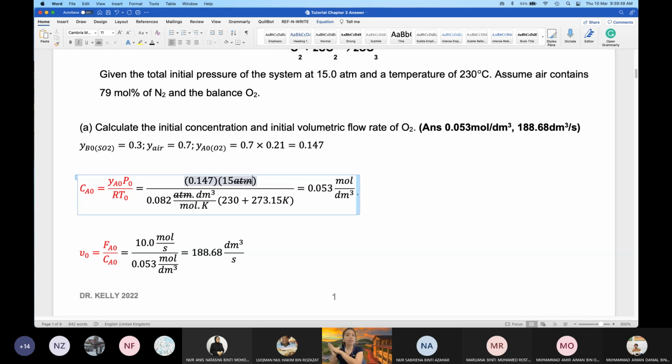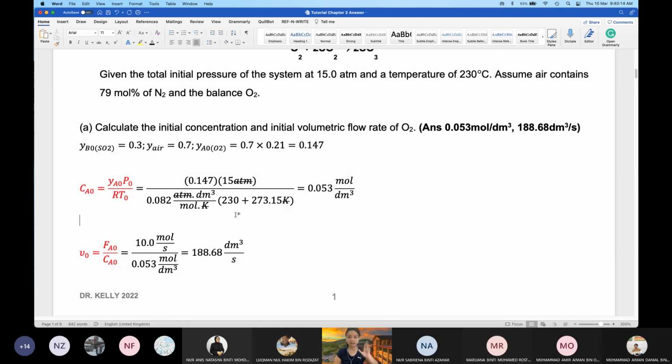Okay. Then, multiply with T0. So again, nak multiply dengan T0, tengok unit R temperature in the R value. So in the R value, unit temperature dia Kelvin. So naturally, I convert straight away my temperature from Celsius to Kelvin. They give the cell temperature initially was 230 Celsius. So I just plus 273.15, I already converted it to Kelvin. So Kelvin punya penukaran senang je, tambah je 273.15. Then straight away you can do the calculation.